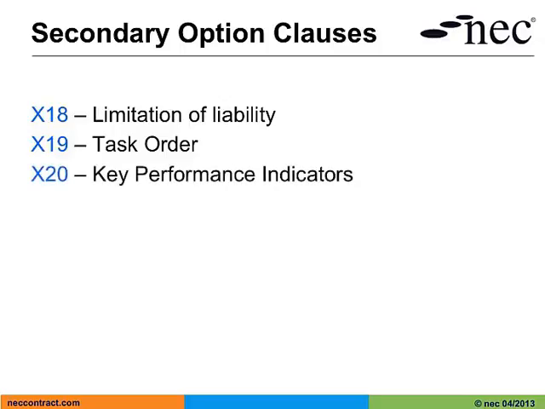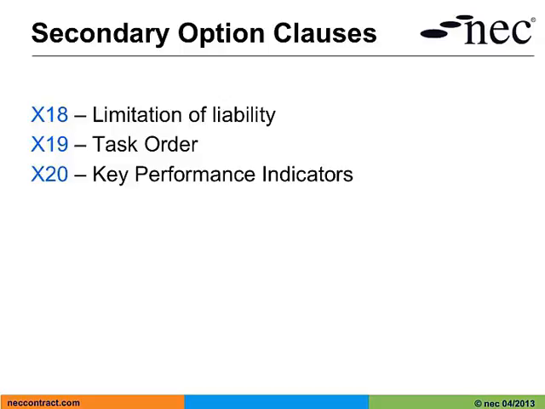Option X20, Key Performance Indicators. KPIs are being increasingly used as a means of improving efficiency and encouraging better performance by contractors with a view to continuous improvement. X20 provides you with a mechanism for having KPIs in a contract but does not prescribe what the KPIs are. Each employer needs to develop these for himself.